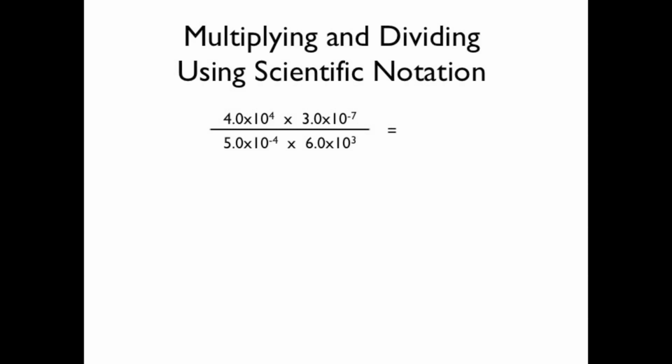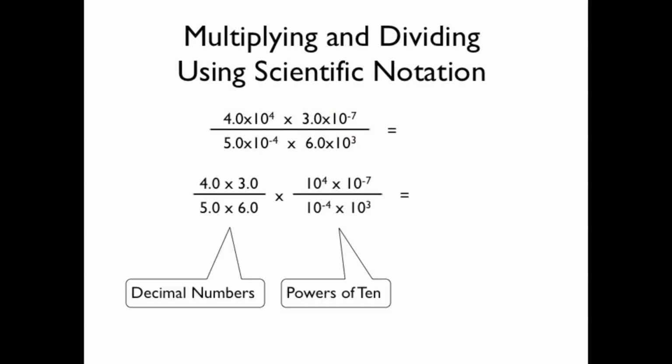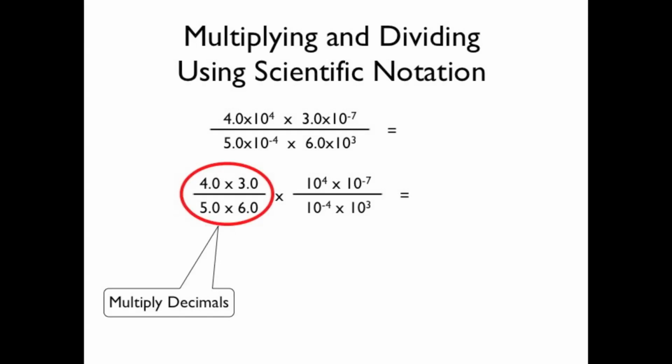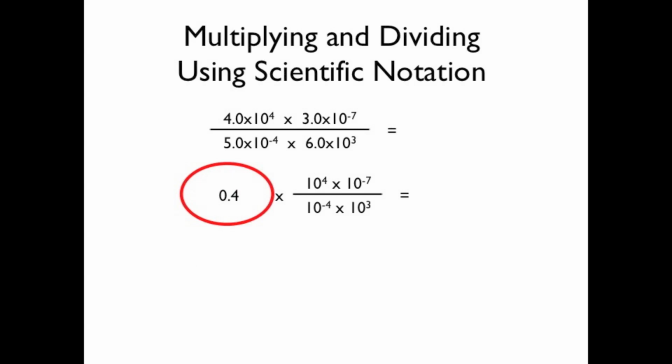Since you can group different factors of this as needed, we will group all the decimal numbers together and all the powers of 10 together. For the decimal numbers, you have 4 times 3 divided by 5 times 6, which gives 0.4. Or, in scientific notation, 4 times 10 to the minus 1. The 10 to the minus 1 is another power of 10, so you can group it with the others.